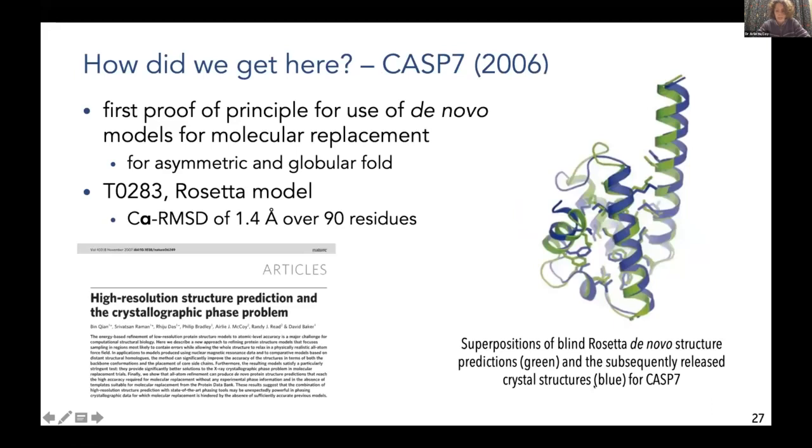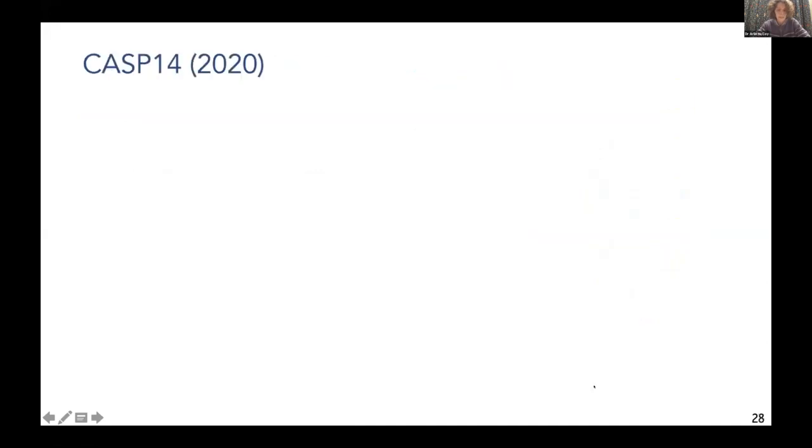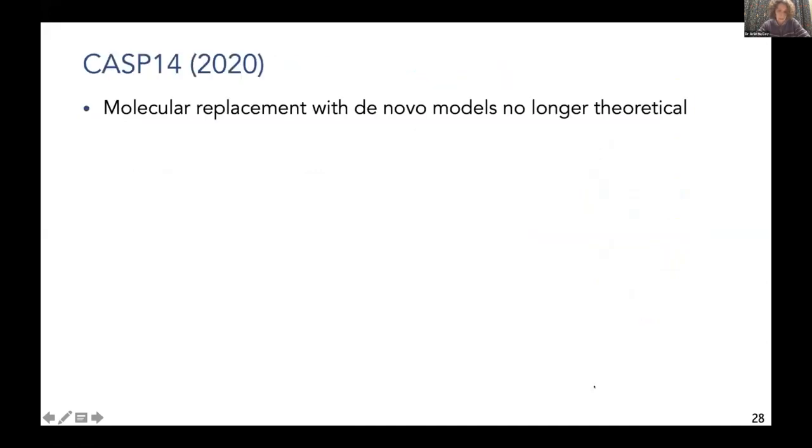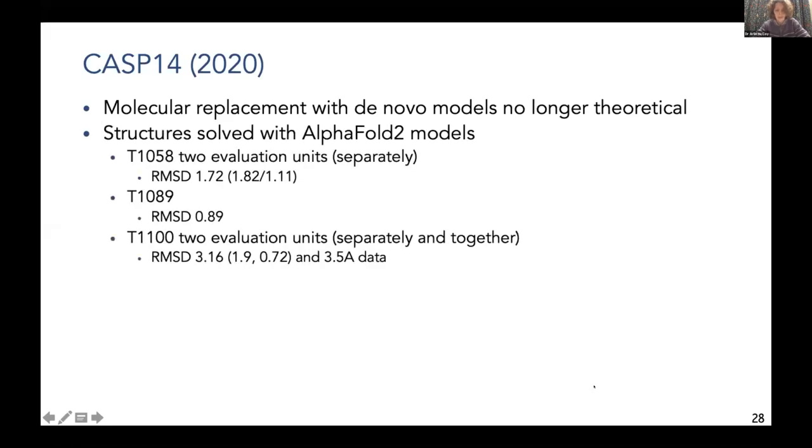How did we get to where we are at the moment? Well, credit where credit's due. The first structure to be shown to be able to be used for molecular replacement was a Rosetta model from David Baker's group back in CASP 7, 2006. This was a proof of principle though, because it was a retrospective study. It wasn't solved for real. In CASP 14, of course, we're now past that, and structures are being solved for real with these de novo models. Three of them were solved as part of the CASP 14 challenge.